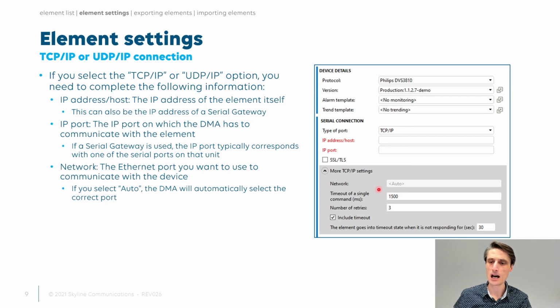I will come back to the timeouts. Note the network is disabled here because we only have one network. Typically, you want to leave that on auto. The routing table on the operating system will decide if it needs to go out from the DataMiner agent towards the device through network interface 1, 2 or 3, depending on how many network interfaces you have on the operating system. So that's where it needs to go out onto the network, but auto is just fine.